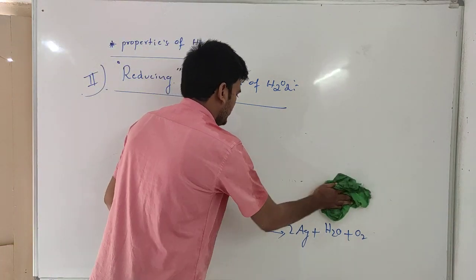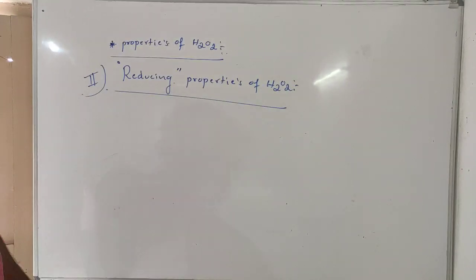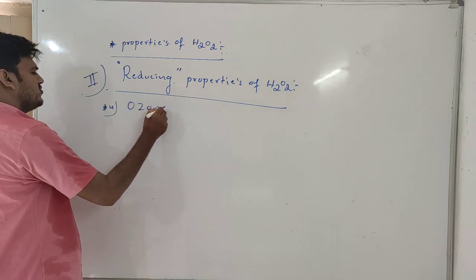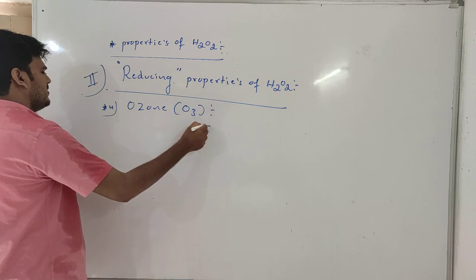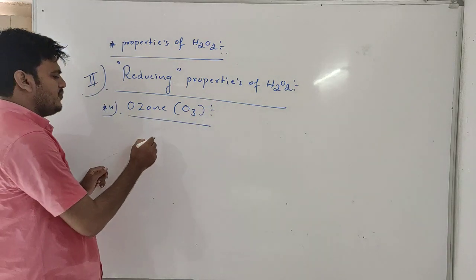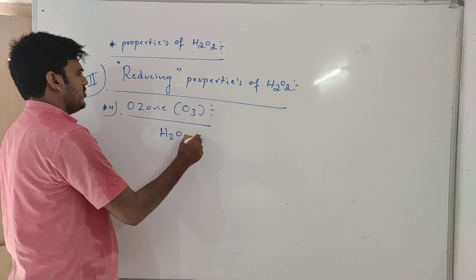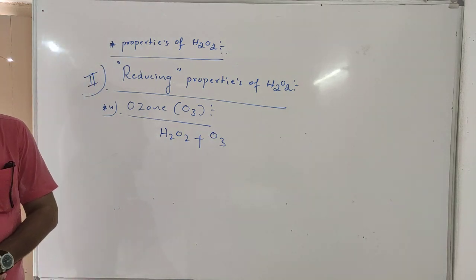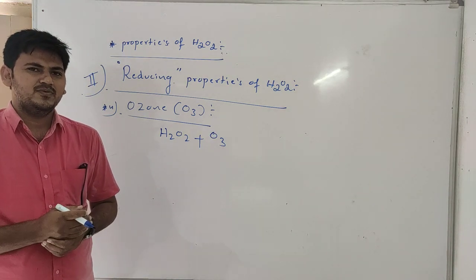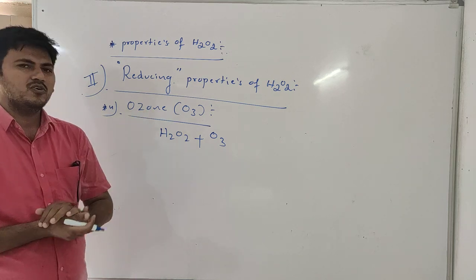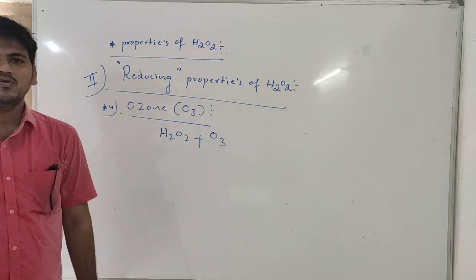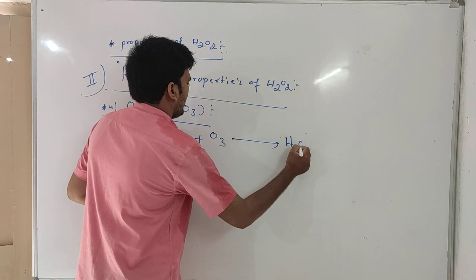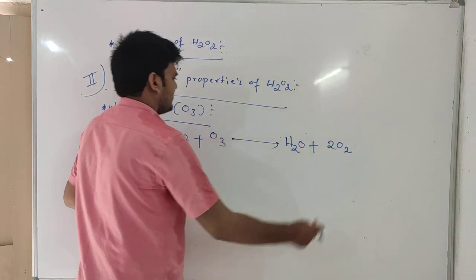And the fourth reducing property is reaction with ozone. Generally, ozone formula O3. Hydrogen peroxide H2O2 plus ozone O3. So with chlorine, 2 moles of HCl; bromine, 2 moles of HBr; Ag2O gives Ag. Next, same reaction with ozone: H2O2 reacts with ozone O3. Very simple answer: hydrogen peroxide is converted into water, H2O, plus O2, oxygen gas.